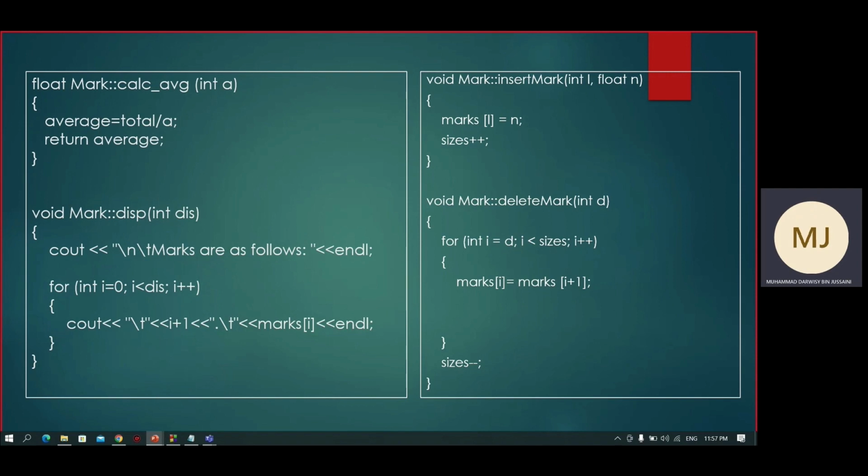Next is insert mark, which is for one of the options, so the user can add a new mark into the program, limited to only 5 new marks. Finally is the delete mark, which is for option 2, where the user deletes a mark in the program and it only stops when there is no mark left. That's all from me. Thank you.